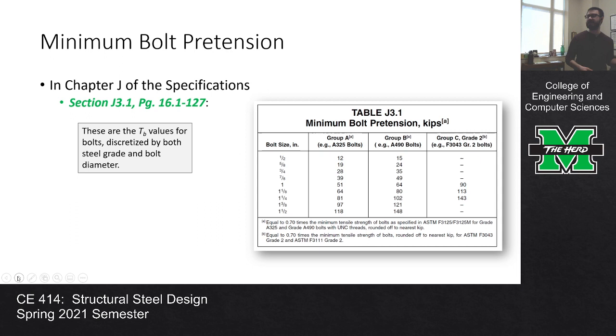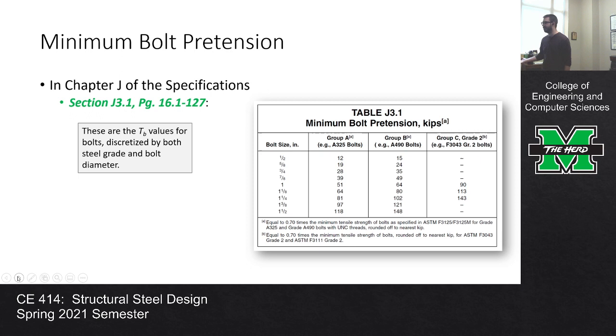These are the bolt pretensions. This is the TB values for the bolts. And so whether you're in Group A, Group B, or Group C, we very rarely use Group C, but let's say Group A or Group B, based on your bolt diameter, you can look up what is the bolt pretension in kips. So if it's a half inch diameter Group A bolt, the pretension's 12 kips.